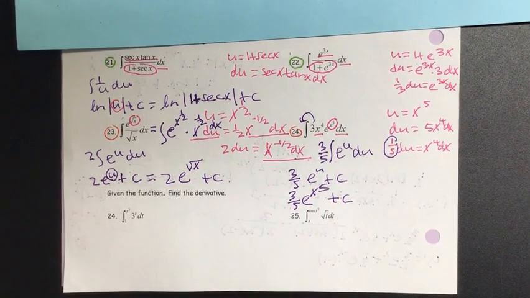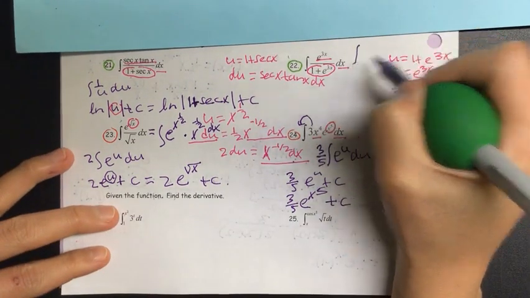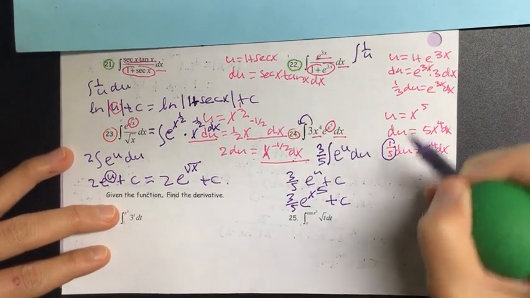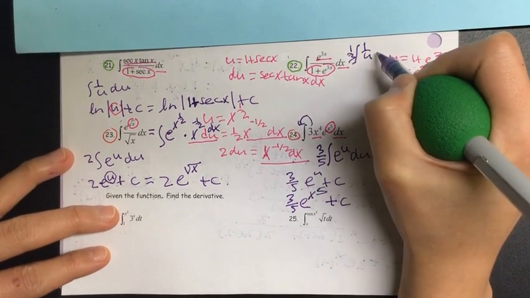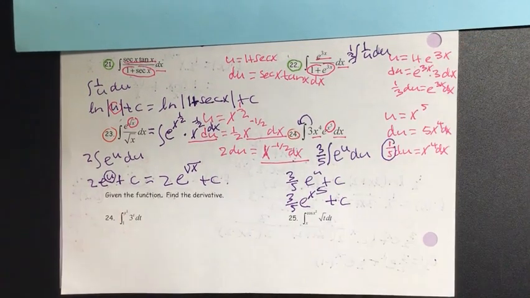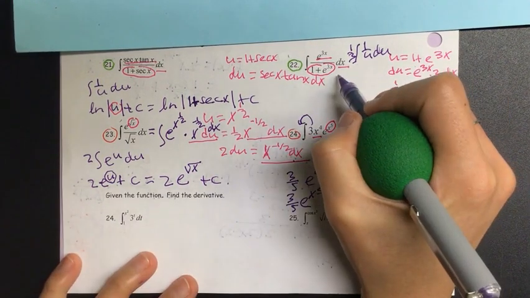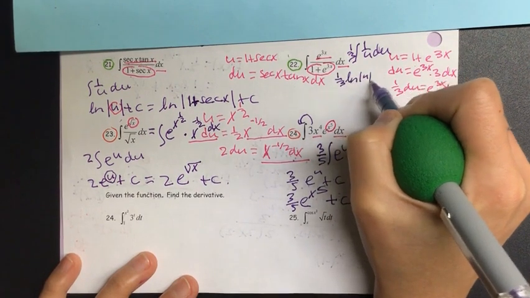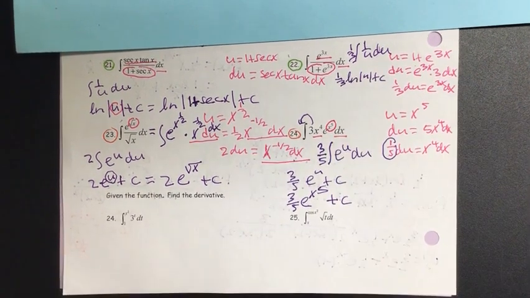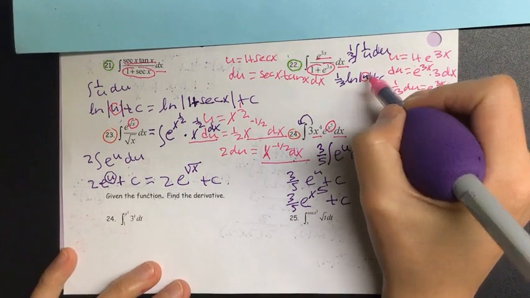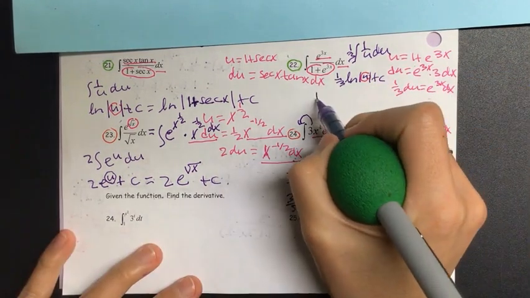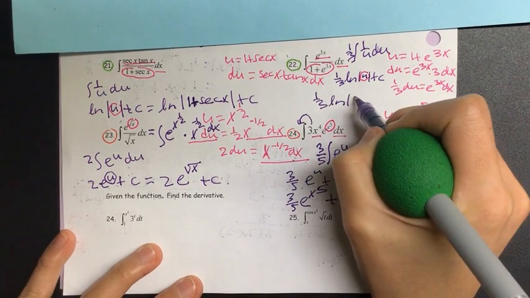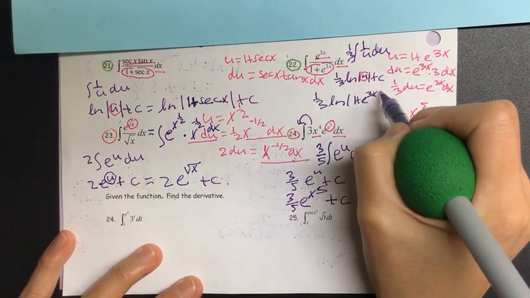Let's do our u substitution, and I have no room. Right here, 1 over u. Let's bring the 1/3 in the front too, du. What was the integration of 1 over u? Natural log. So we have 1/3 natural log of the absolute value of u plus c. And let's plug it back in. And that will be our final answer.